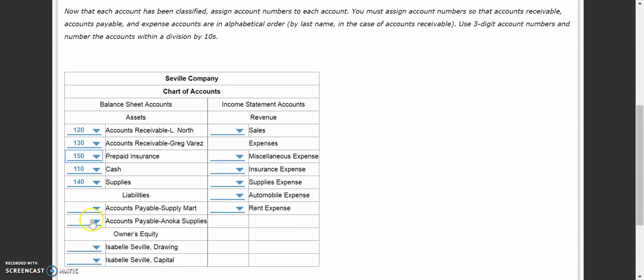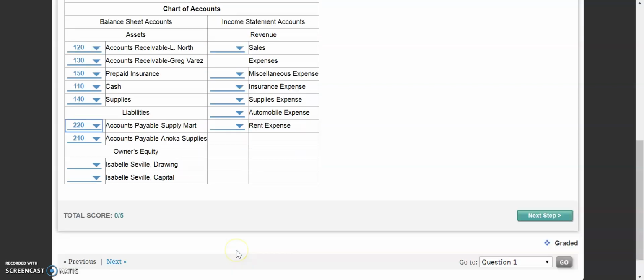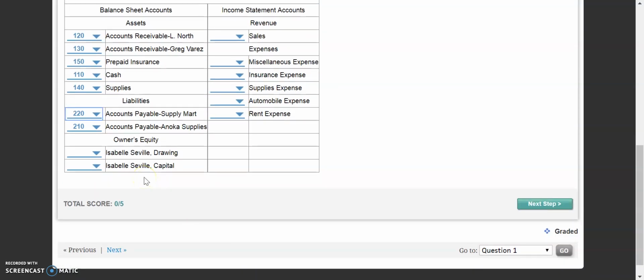Then we can go to our liabilities. Again, our liabilities are also done in alphabetical order. And so Anoka comes before Supply, so Anoka will be first. So again, we're going in divisions of 10, so we start at 210, and then accounts payable for Supply Mart would be 220. Our next one is owner's equity. Owner's equity, the owner capital account always is listed first. So again, by divisions of 10, we start with 310, and then the drawing account would be 320.